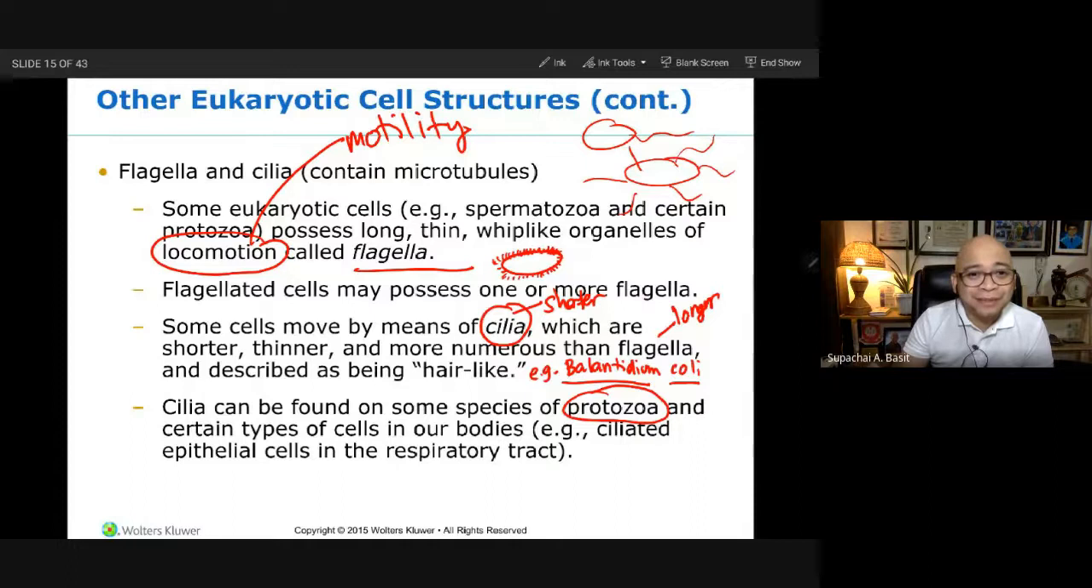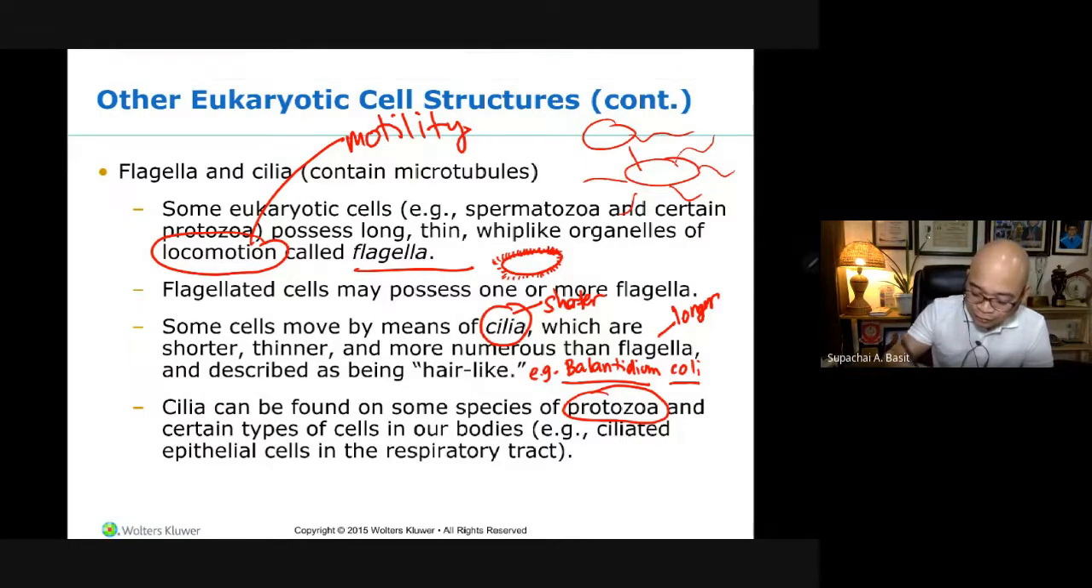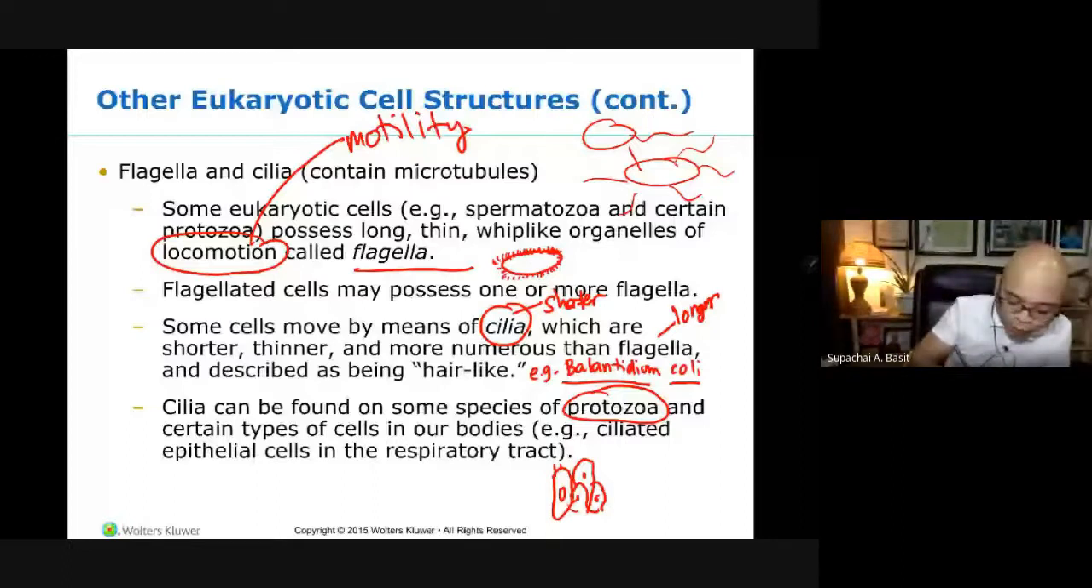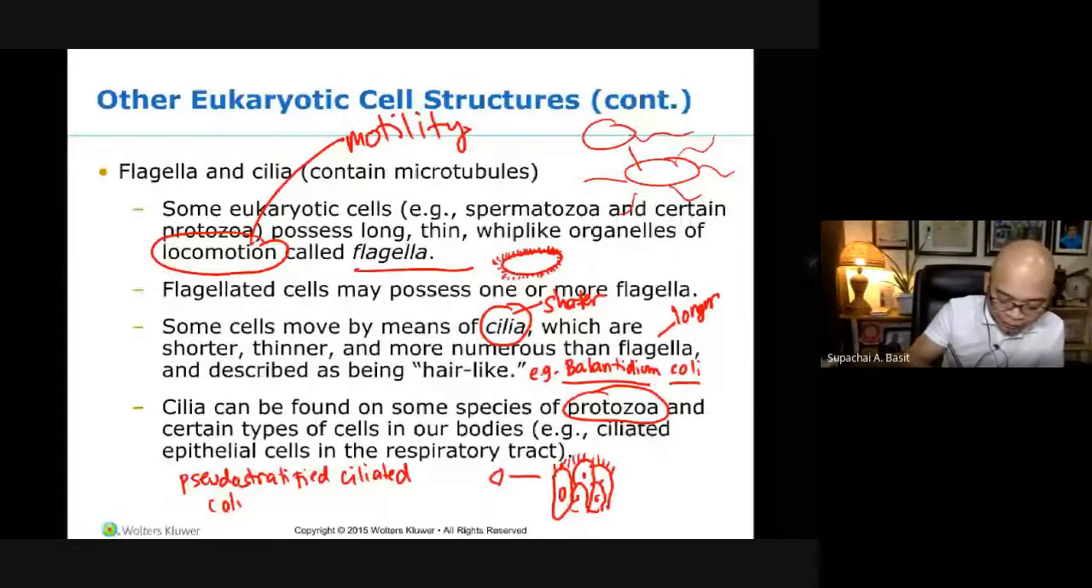However, some cells of our body are ciliated. So some cells of our body are ciliated, such as this kind of cell. So it is an example of ciliated cells in our body. So an example of that is the pseudostratified ciliated columnar epithelium.